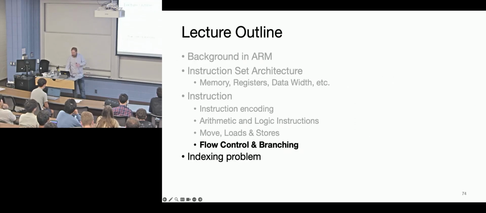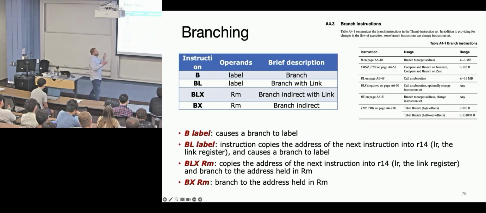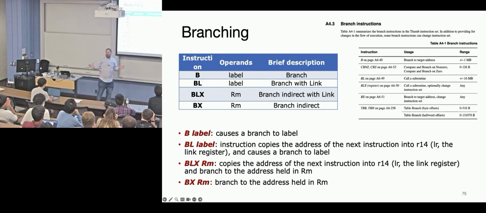All right, so let's talk about flow control. So branching. There's branching functions for program execution. So we have this concept of labels. Does anybody know what a label is? You guys cover this? Okay, thank God.